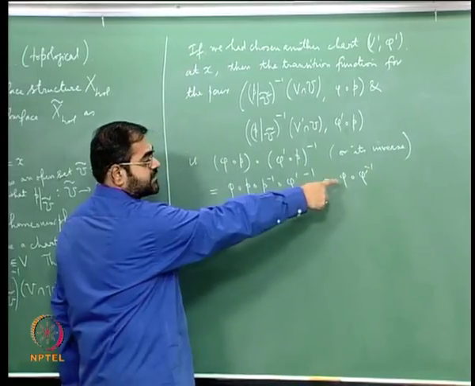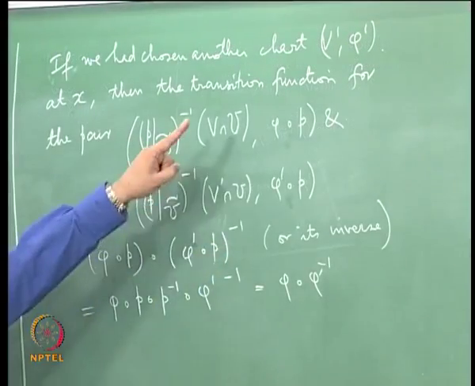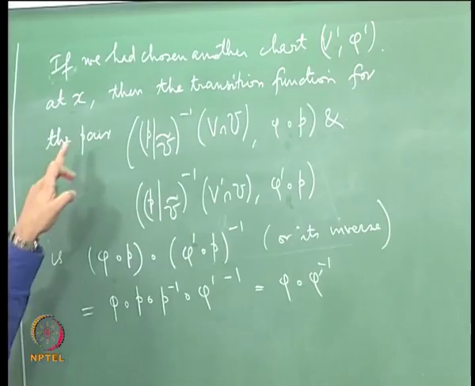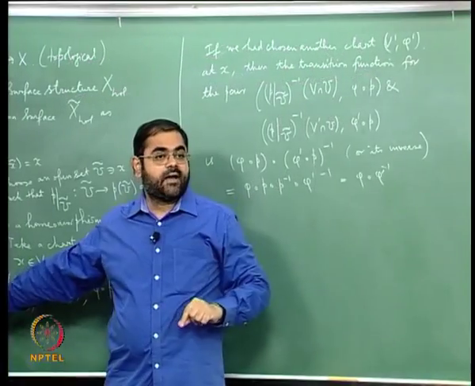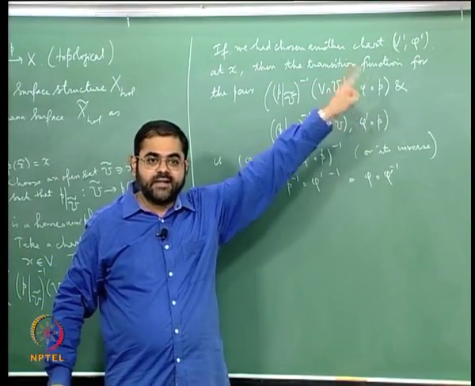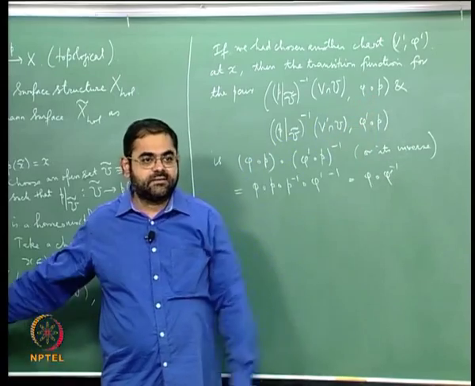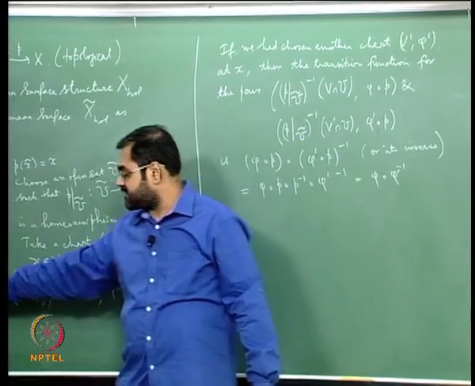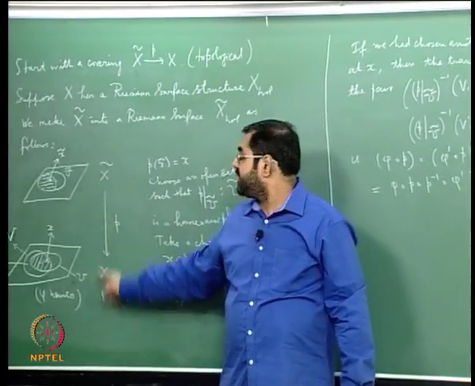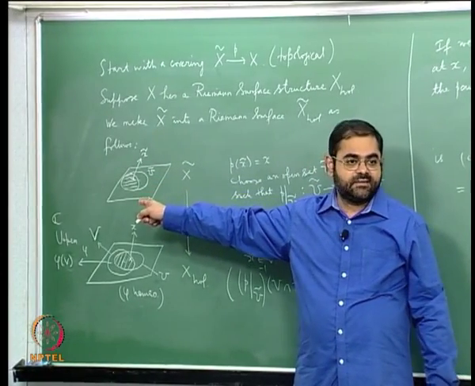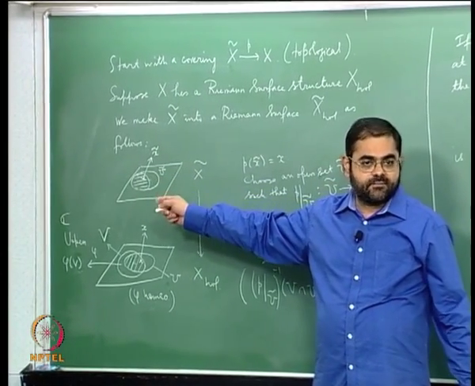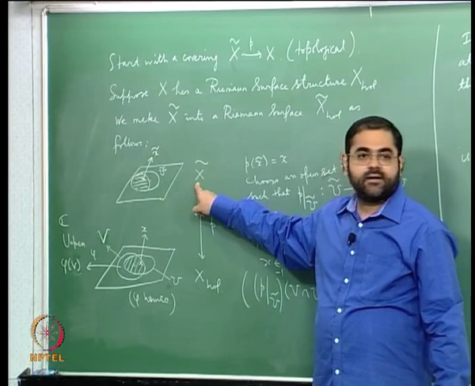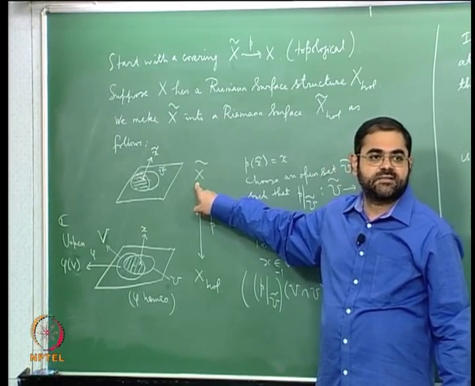Okay, but what is this? This is a transition function for these two charts, the pair v comma phi and v prime comma phi prime, and that is holomorphic because they are compatible, because they define a Riemann surface structure below. Therefore you see the way that you have given the charts, automatically they will be compatible, okay, and you will get a holomorphic structure, Riemann surface structure on x tilde.